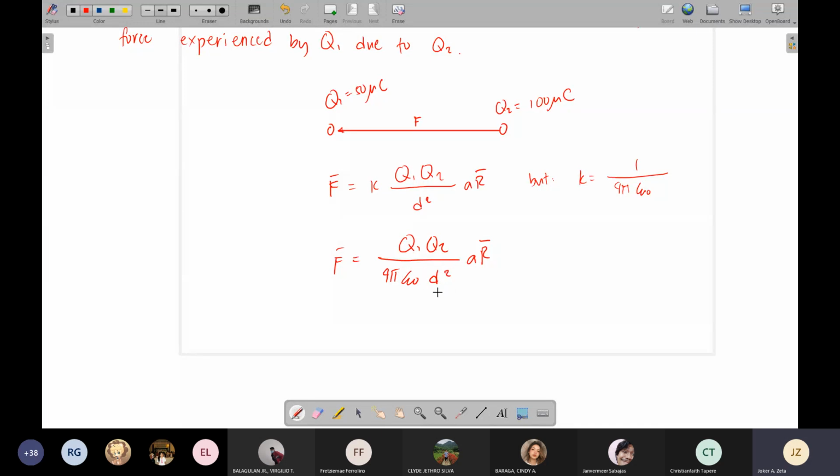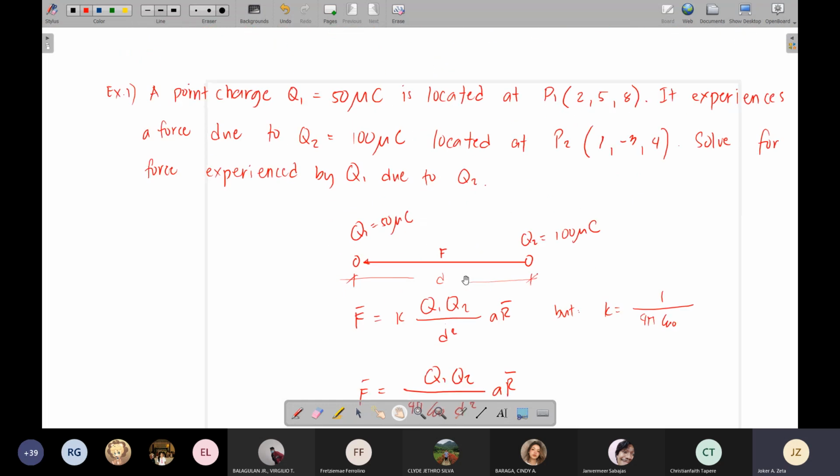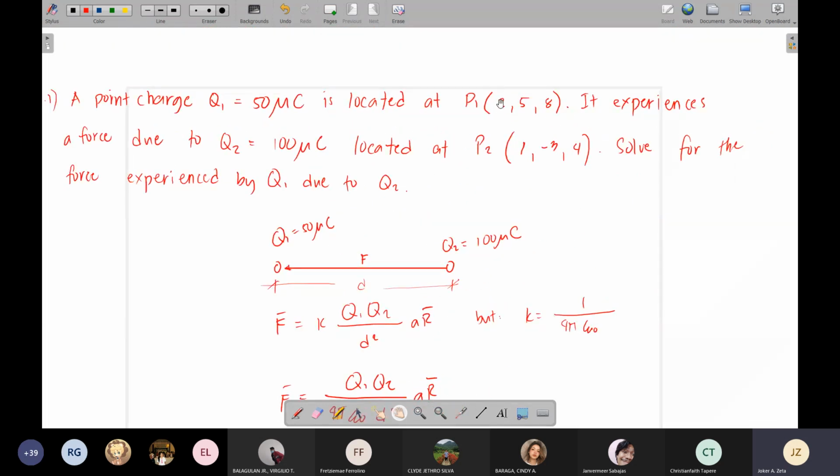So we don't know what is the distance between the two charges. And we don't know the direction also. So first, we have to determine pila ang distance nilang duha. Okay? Now, it's easy to determine distance unta kung two-dimensional pa ni. But take note, our problem is 3D, three-dimensional, no? So, ang point 1 located at (2, 5, 8), ang point 2 located at (1, -3, 4). Therefore, we have to determine first the vector distance between point 1 and point 2.